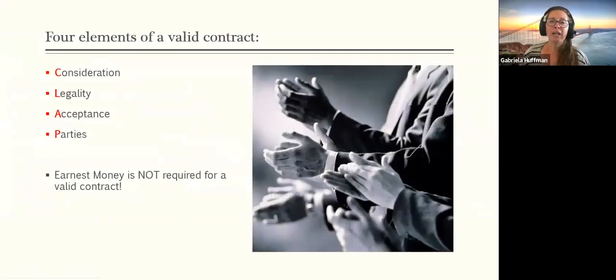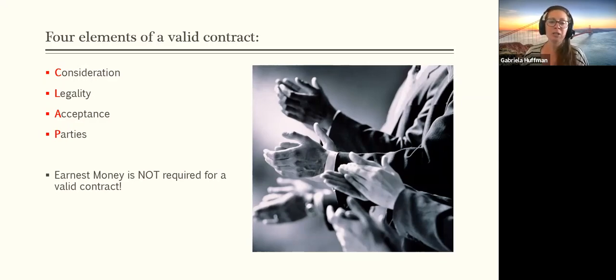Four elements of a valid contract. This is always on your test. And the Real Estate Commission gave us an acronym, CLAP, C-L-A-P. Your contracts need to state consideration, something of legal value. It's got to be legal. Acceptance, that contract needs to be voluntarily accepted by all parties. And P, parties, all parties need to sign. Remember, if the sellers are married, one to buy, two to sell. So all parties have to sign.